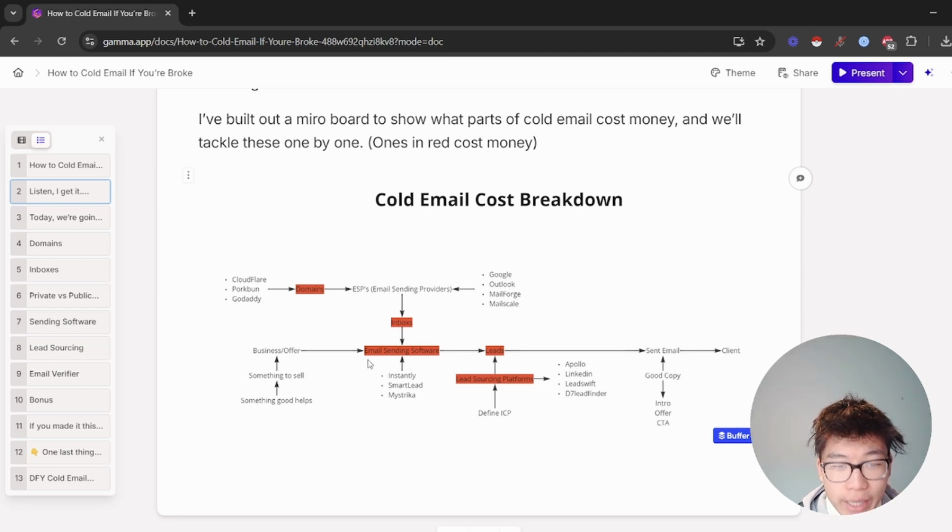And then you go into the email sending software. So this is Instantly, Smartlead, Mistrika. These are pretty set costs. You can get around these, but there are a few tactics, which again, there's a sending software section, which I'll be going through.